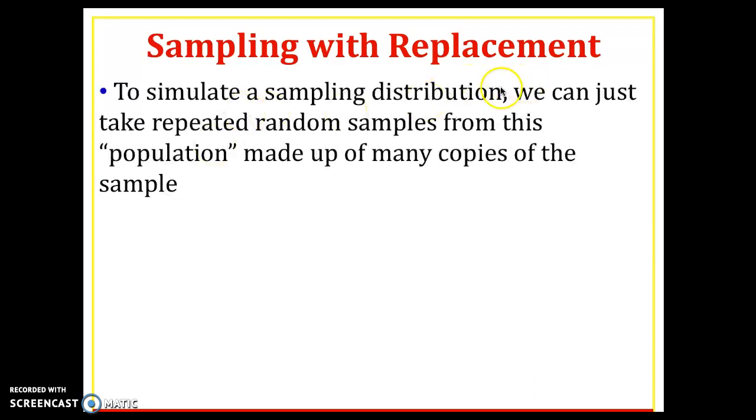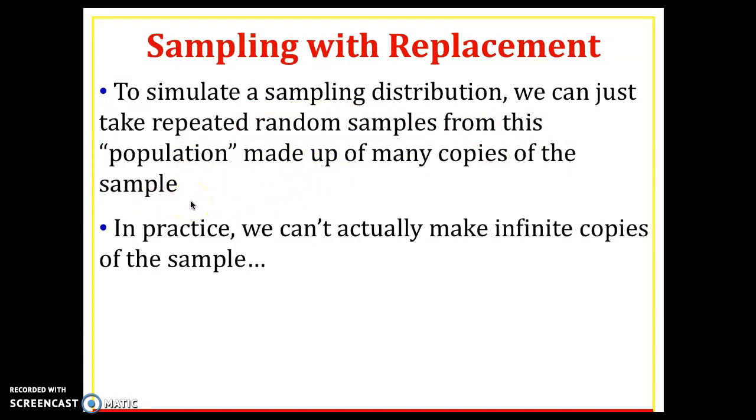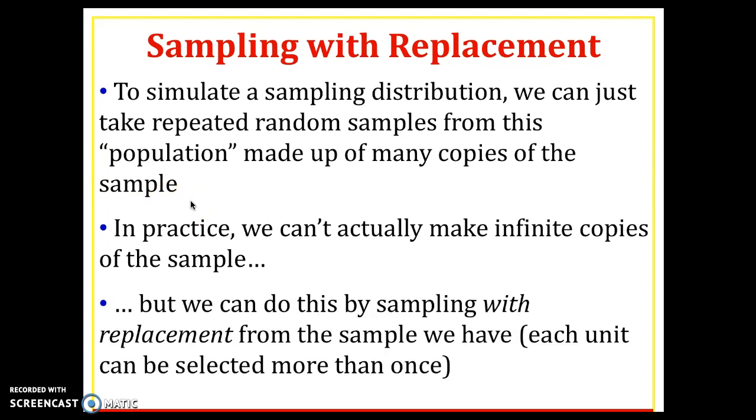So to simulate a sampling distribution, again, simulate, it's very difficult to get a sampling distribution. It's hard, costly in time and money, to get many, many samples. So what we're going to do with this bootstrapping approach is just take repeated random samples from this population, made up of many copies of the sample. In practice, of course, we can't actually make infinite copies of the sample, but we can do this by sampling with replacement from the sample that we have. So keep in mind, we're going to have one fixed sample, but we're going to repeat this sample with replacement.